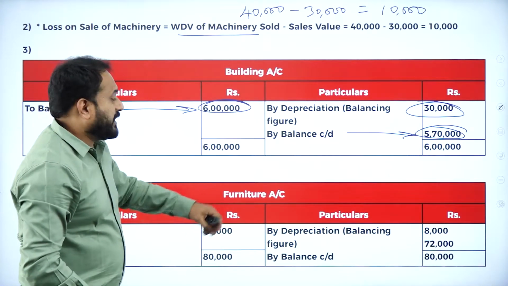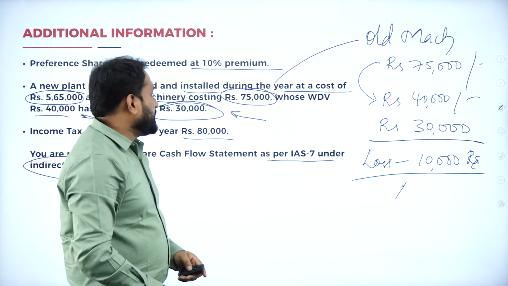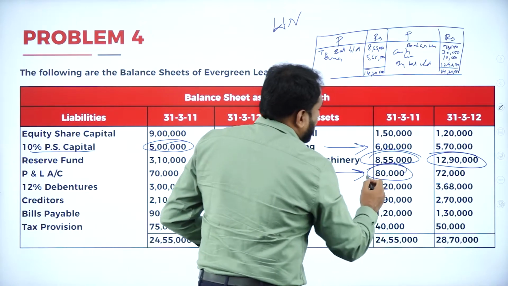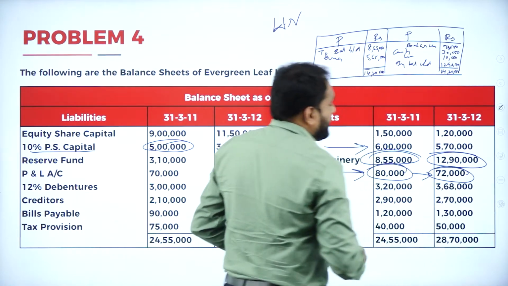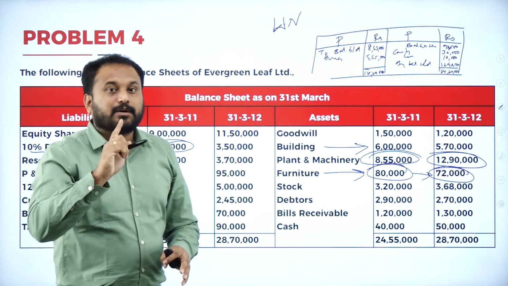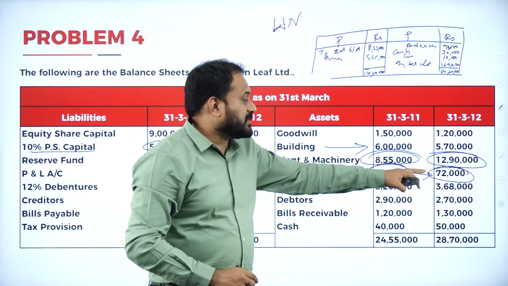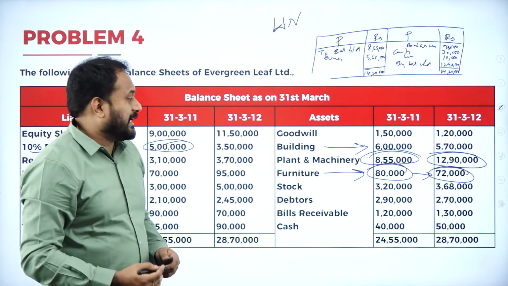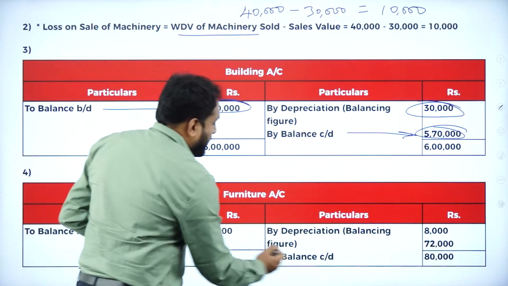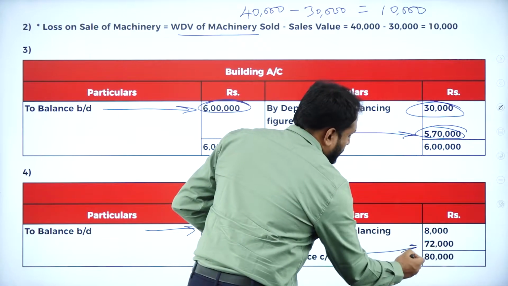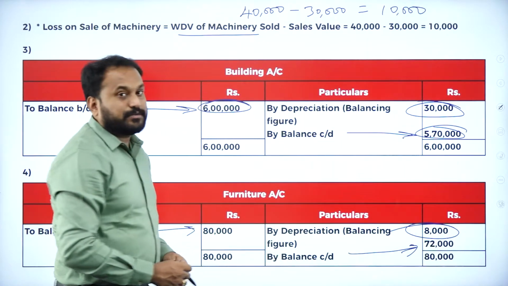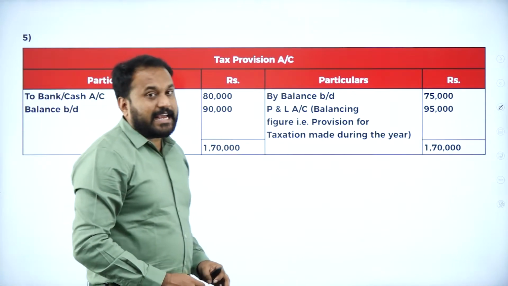The same way here, furniture we are supposed to go. Furniture, when we go, understand furniture. In 2011 it is 80,000 and now in 2012 it is 72,000. That means there is a depreciation of how much? That is 8,000 rupees. How much is it? 80,000 minus 72,000, in the sense 8,000. So we'll go with the working note of the furniture. Here this is the opening and here we have the closing, and that's the reason the depreciation is how much? 8,000.